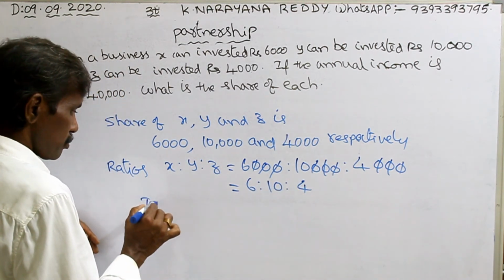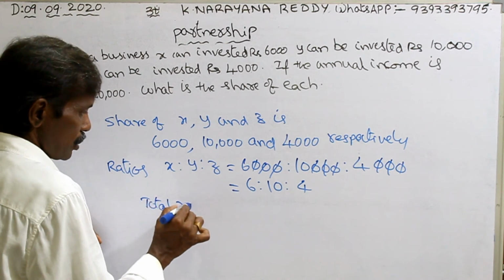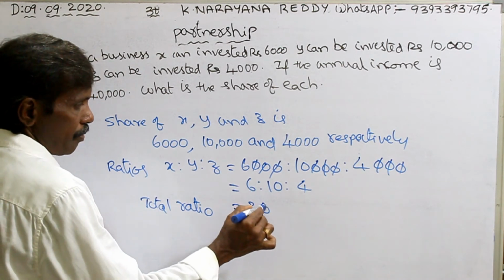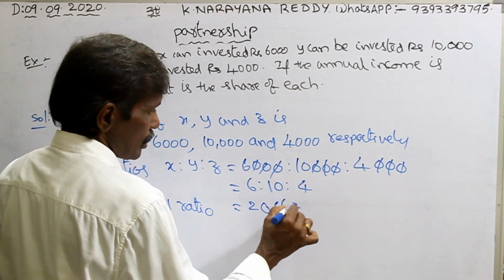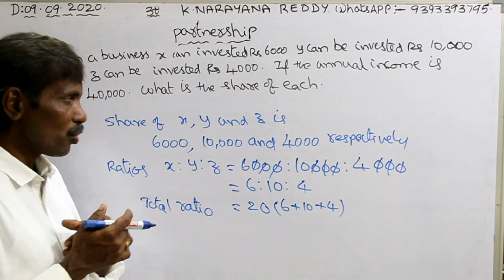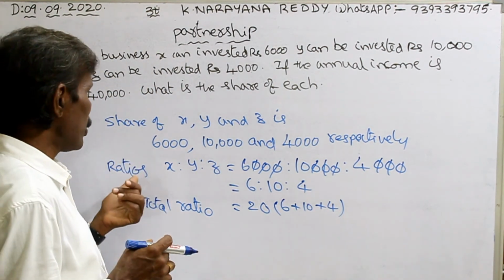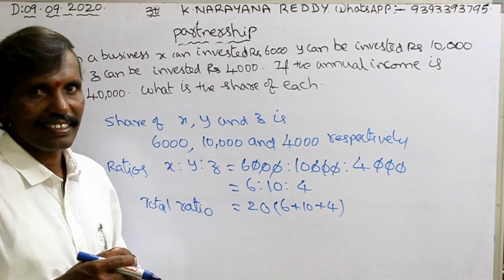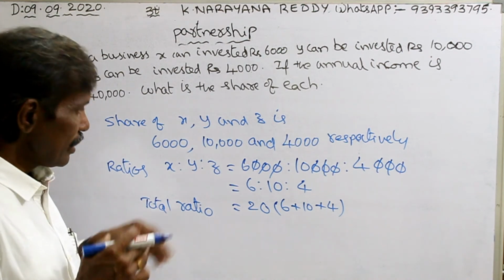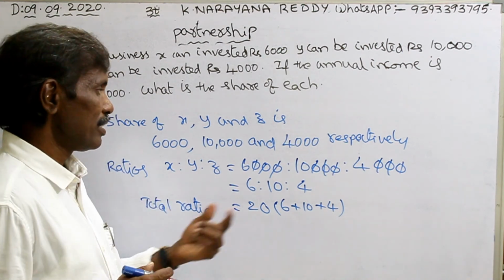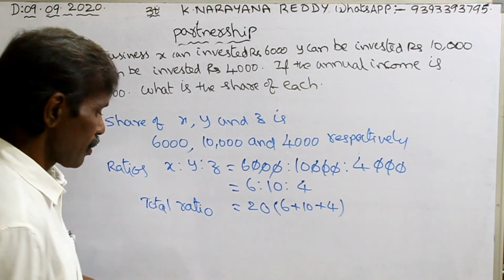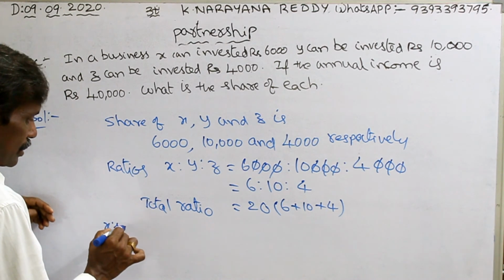Total ratio 20. Why? Because 6 plus 10 plus 4. That's all. So now how to divide this annual income, that is 40,000, among these partners, X, Y, Z? This division depends on these investment ratios, 6 is to 10 is to 4. That's all. Simple.